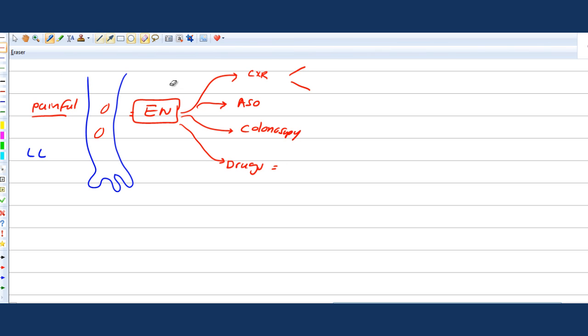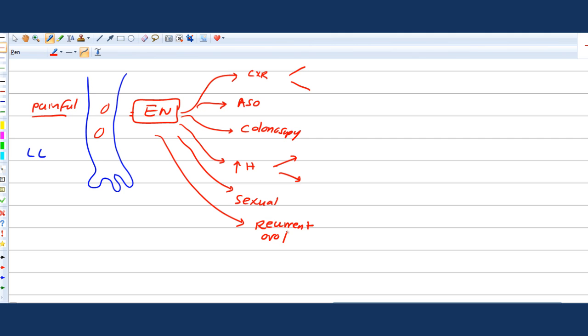No, let's make the drugs another way. Maybe the patient has an increase in hormones. Some of the hormones are just maybe high, which is basically two differentials. Or maybe the patient has a sexual history, so a sexual problem. Or lastly, the patient has recurrent oral ulcers and genital ulcers. So recurrent oral and genital ulcers. All of that, guys, is the differential diagnosis of erythema nodosum.